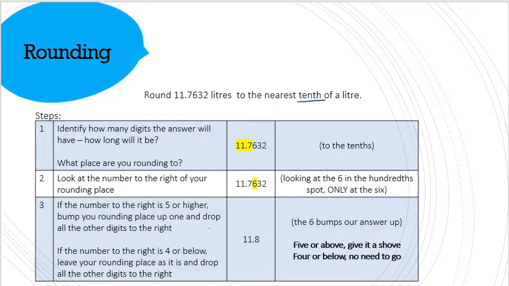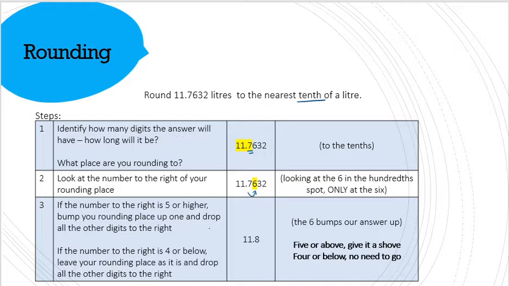Well, the 11 is going to be there and our last digit will be in the tenth place. Okay, now that can either stay a 7 or go up to an 8. Those are my two options. It can change up 1 or stay. You look to the number that you're going to get rid of, and only to the number to the immediate right. So the 6 describes what's going to happen.